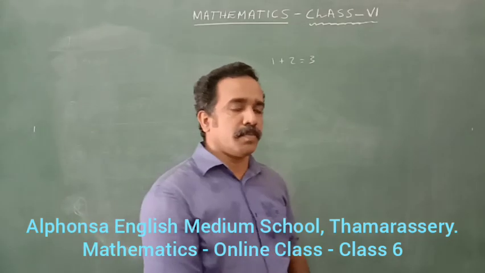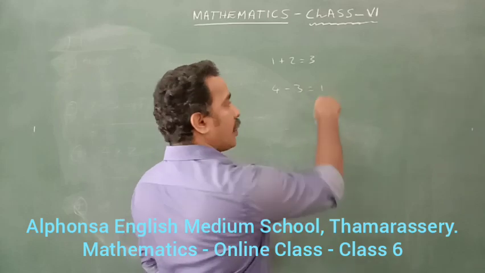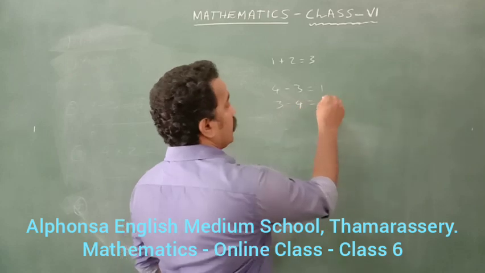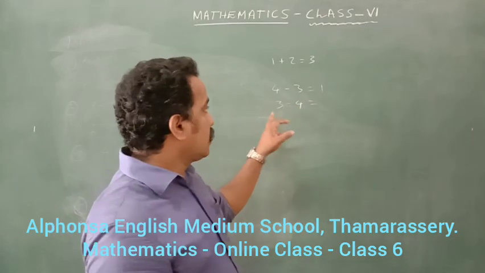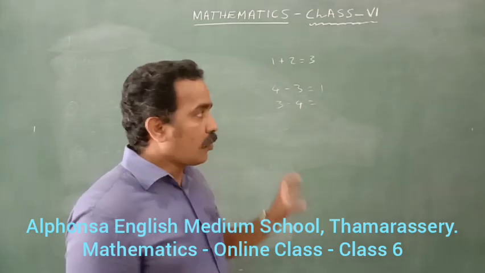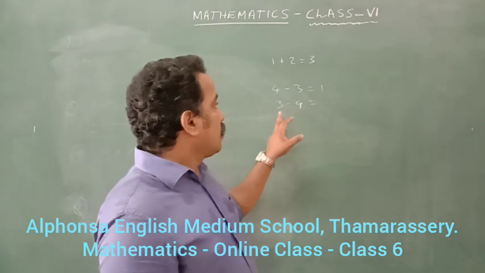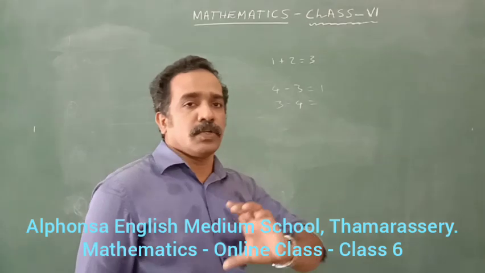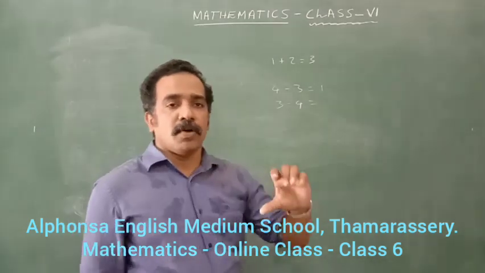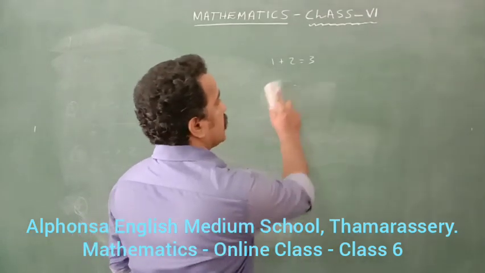But subtraction, it is not possible. When you are subtracting 4 minus 3, you will get 1. It is a whole number. But always it is not. 3 minus 4, if you take, what will happen? From a small number, are you able to subtract a big number? In whole numbers, it is not possible. Isn't it? So, the answer of 3 minus 4 is not there in whole numbers. So subtraction is not closed in the set of whole numbers, we studied.